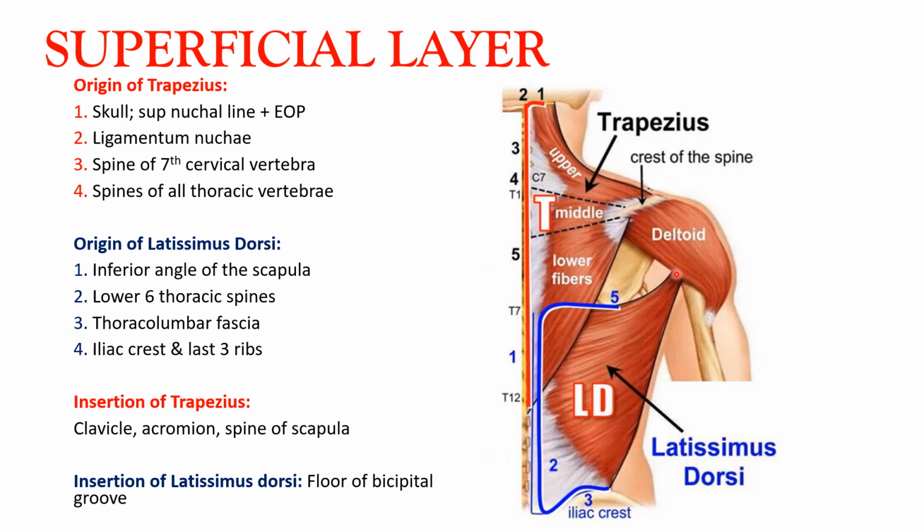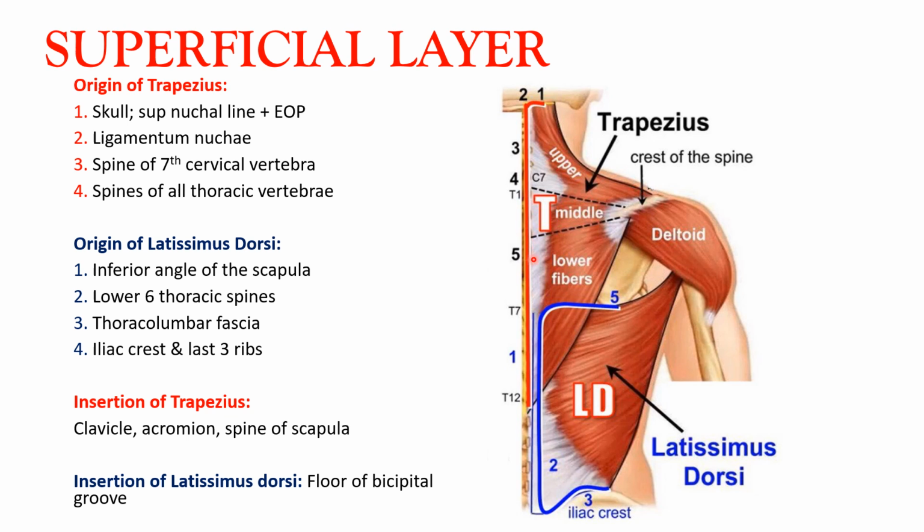Again, let's look at the two superficial muscles, the trapezius muscle and then the latissimus dorsi muscle. For the origin of the trapezius muscle, we said it takes a linear route. It starts from the skull, specifically the superior nuchal line, plus the external occipital protuberance here, and then extends downwards here where we have the ligamentum nuchae, and then downwards to the spine of the 7th cervical vertebrae, and then spans all the way down to the spines of all the thoracic vertebrae.